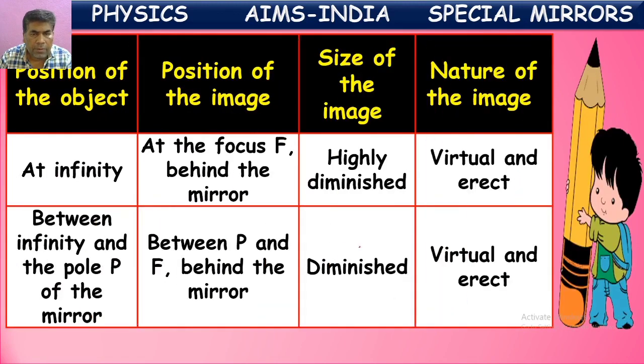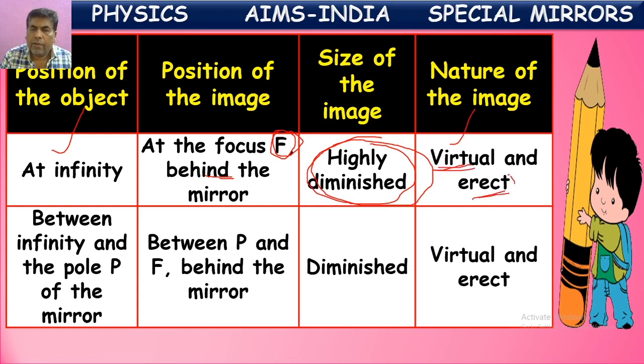So what we have observed: when the object is at infinity, the image is formed at focus behind the mirror. What is the nature? Highly diminished. As it is formed behind the mirror, we can call it virtual. We can call it upright. If it is very, very small, we cannot identify, but its nature is like the others, it is erect. Except that case, in all the remaining cases, for all the finite distances.